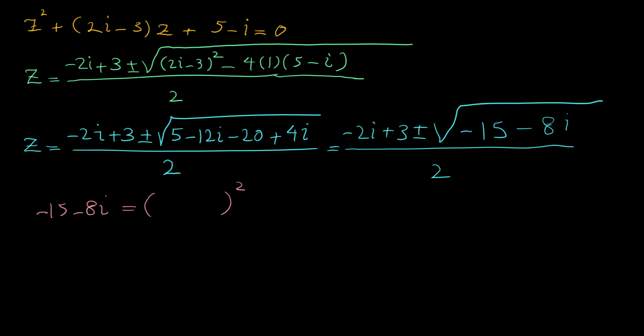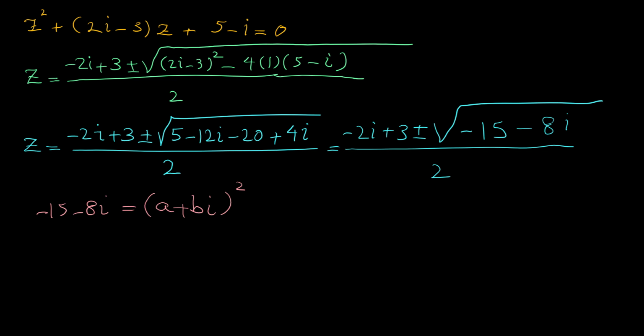But what should be in the bracket? Of course, in the bracket we have to have a complex number. Because here we have a complex number, so a complex number raised to the power of 2 equals this expression. So we suppose that complex number to be a plus bi. Now, we want to find the values of a and b to make (a plus bi) squared equal to negative 15 minus 8i.